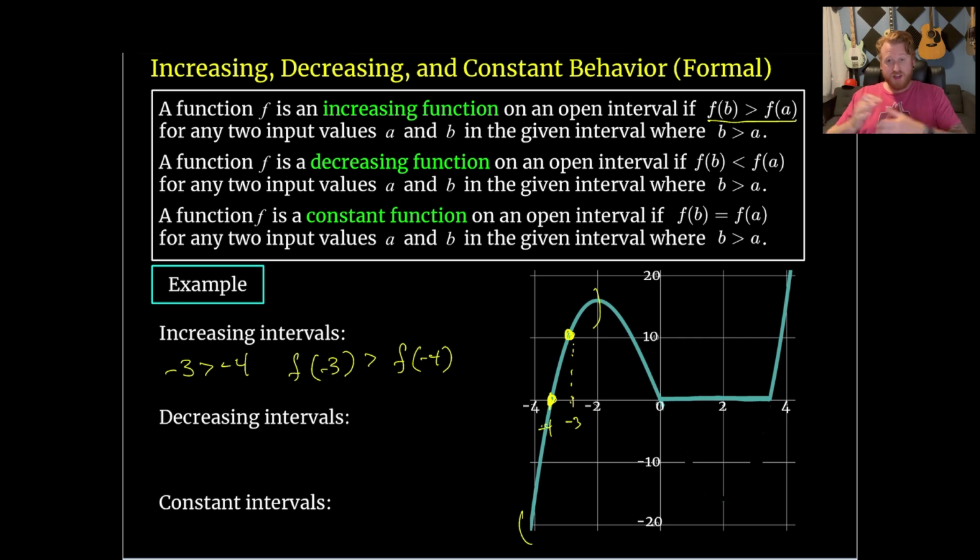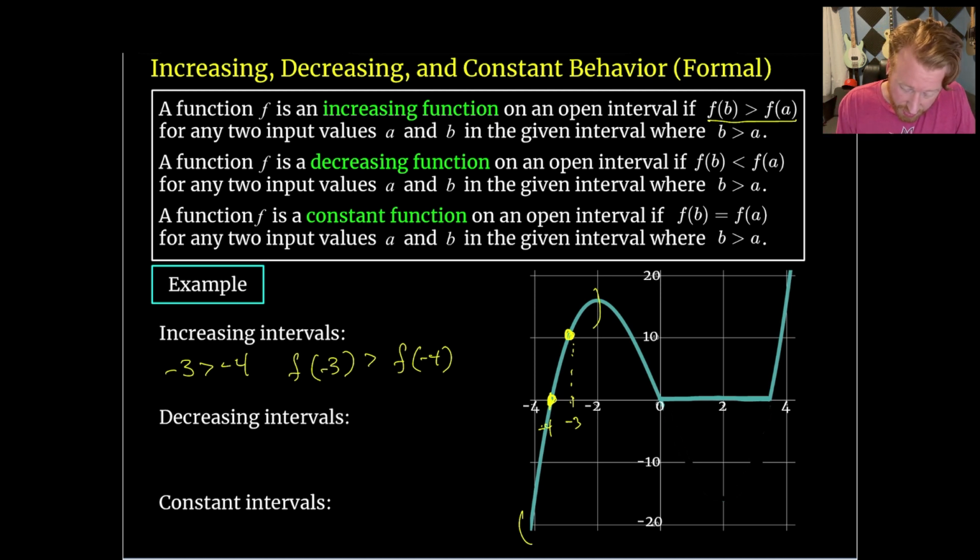Now I picked two very specific values in there, but hopefully it's not too far of a stretch to see that any values that I picked in that open interval from negative infinity to -2 will have that condition, where if I pick two values where b is bigger than a, then f of b is bigger than f of a. And this is a way that we can use math notation to see when these functions are increasing or decreasing or being constant, and that will have some value to us later on.